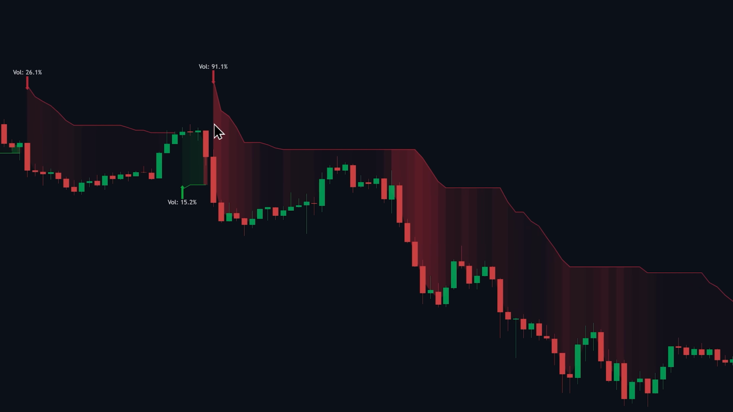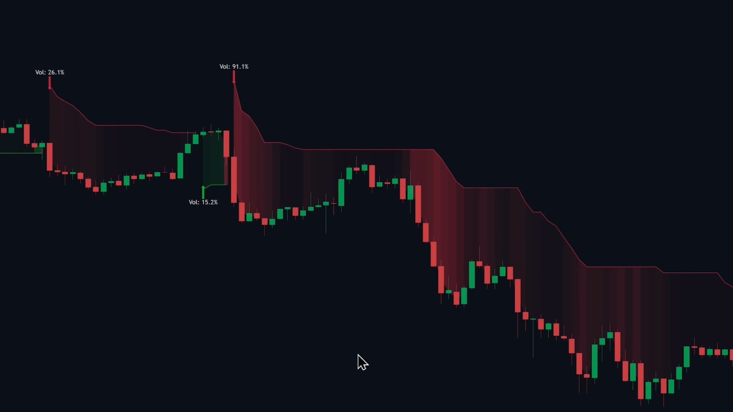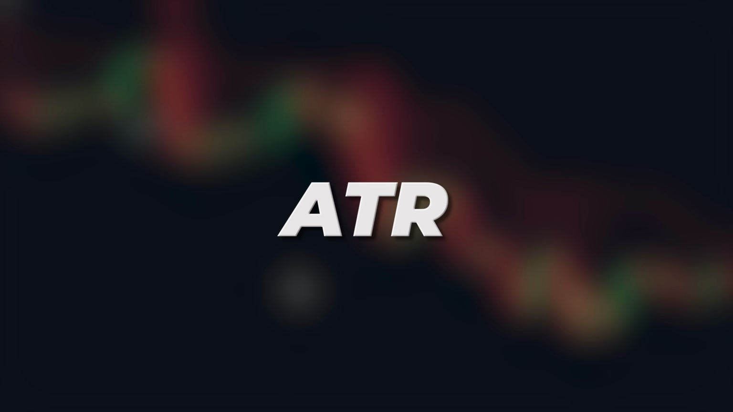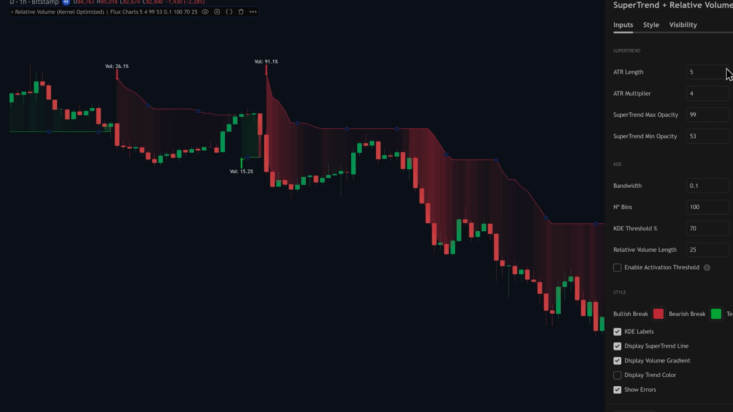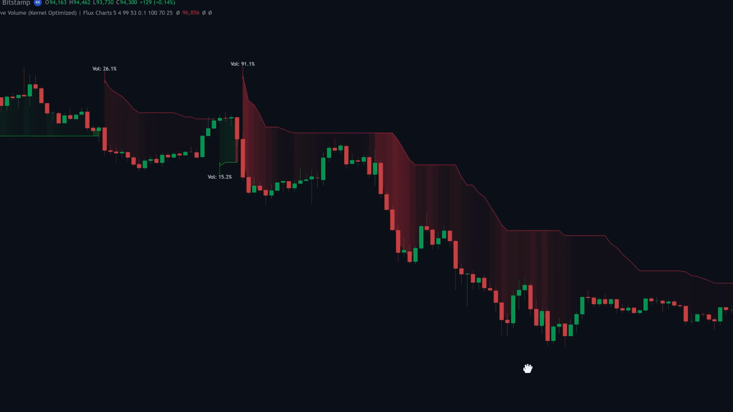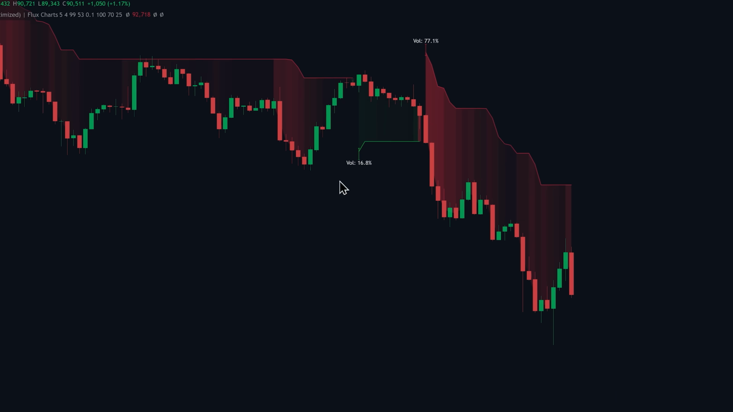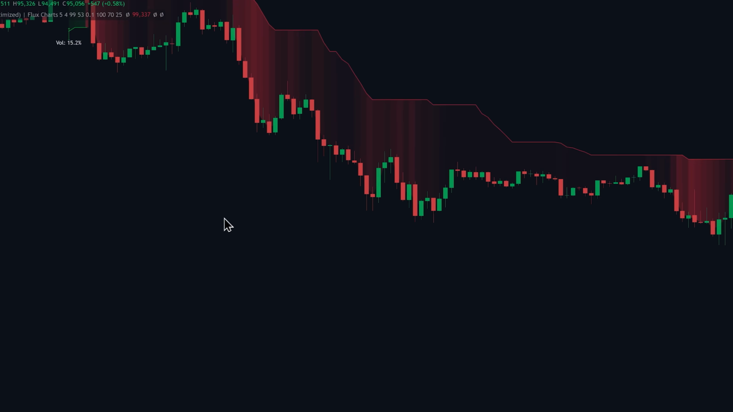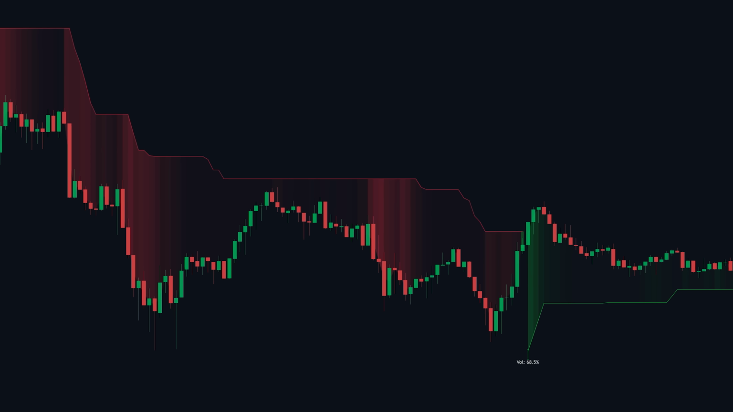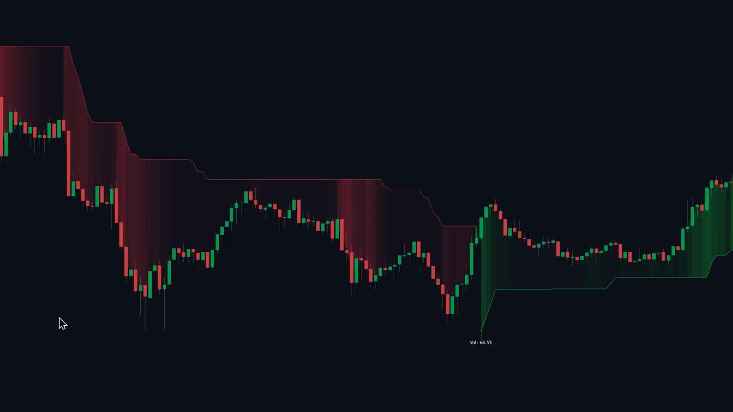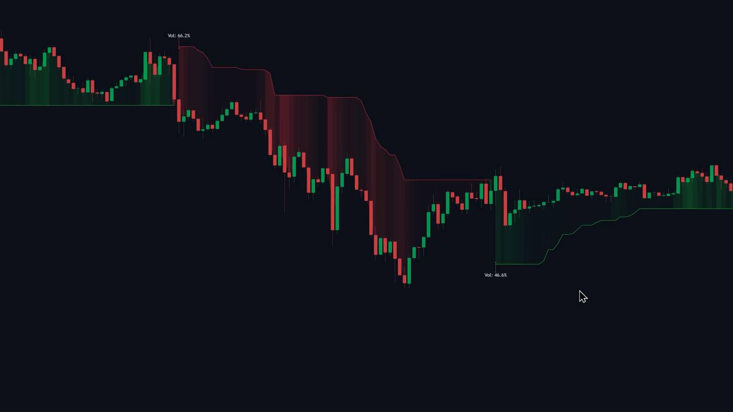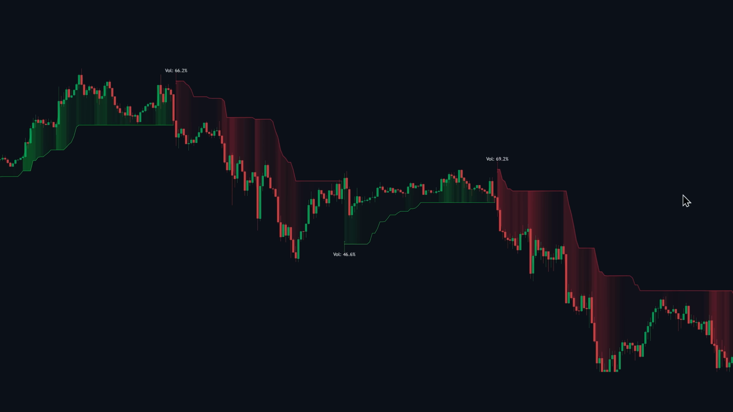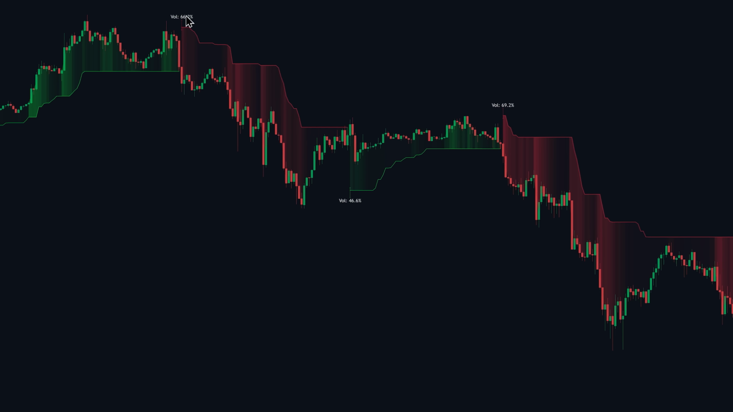Here's how it works in plain English. First, the indicator calculates SuperTrend using ATR, just like a normal SuperTrend does. When price breaks above the SuperTrend line, that's logged as a bullish break event. When price breaks below, that's logged as a bearish break event. Second, it calculates relative volume for each break. Relative volume here means current volume compared to the average volume over a set period. The logic is simple. A break that happens with unusually strong volume is more likely to be real than a break that happens on weak participation.